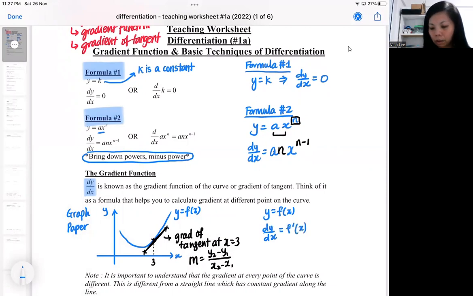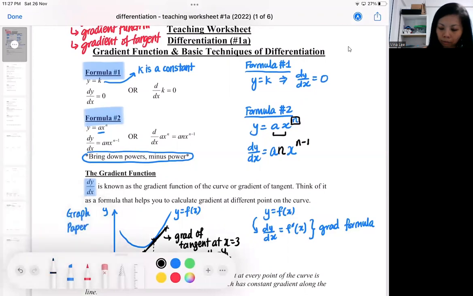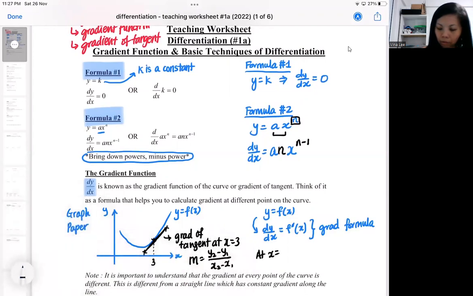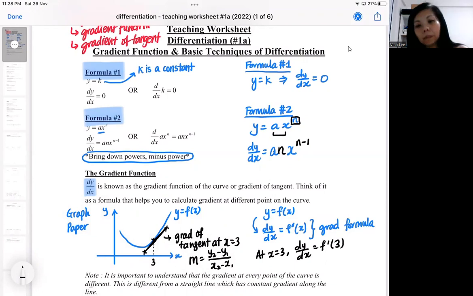So in recent years, you will see this notation, f prime. If you apply any of the formulas, that becomes a gradient formula. And then when you want to find the gradient at x equal to 3, you substitute x equal to 3 inside. That one we'll talk more about later.